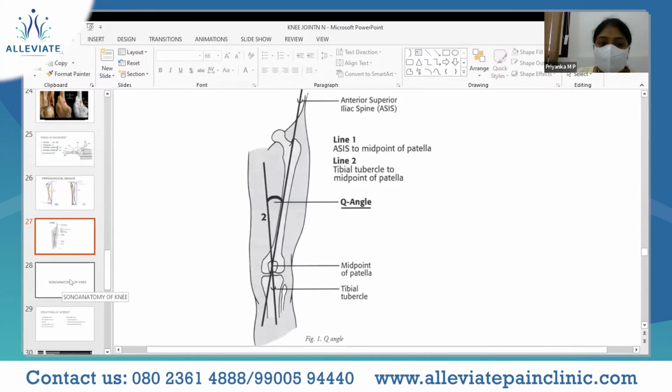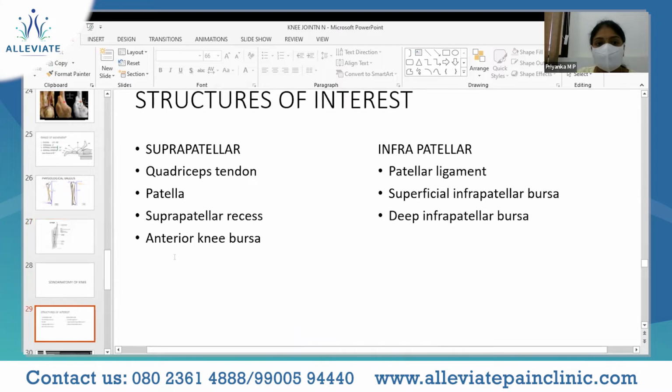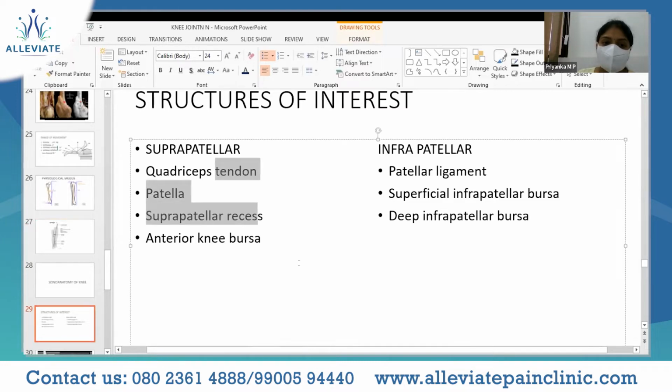And this is about the anatomy. Then some briefing about the sonoanatomy of the knee. Important structures that we have to see in the anterior aspect are the suprapatellar area, quadriceps tendon, patella, suprapatellar recess, and anterior knee bursae. In the infrapatellar area, the patellar ligament, and the superficial infrapatellar and deep infrapatellar bursa.